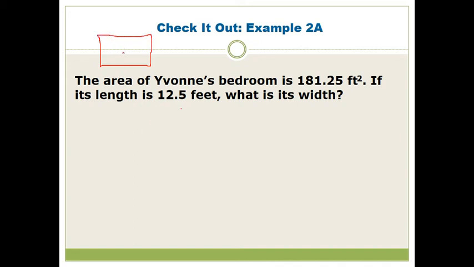The space inside here, they're saying, is 181.25. That's the space inside that rectangle. And they're saying the length, one of these sides, is 12.5 feet. They want to know this. How big is that, the width? All right, so I pull out my little formula for the area of a rectangle. The area of a rectangle is equal to the length, that's this 12.5, times the width. We don't know.